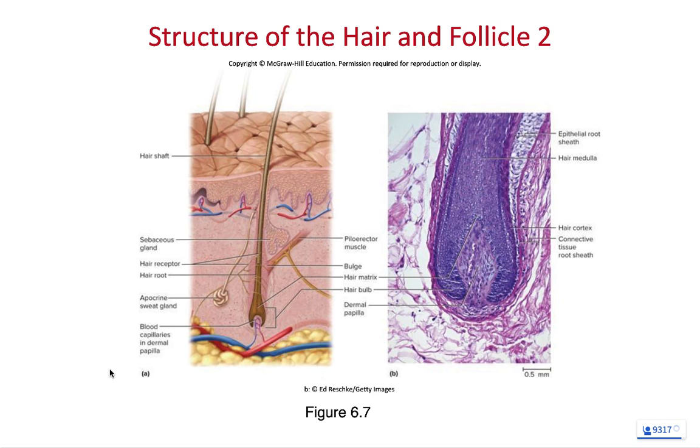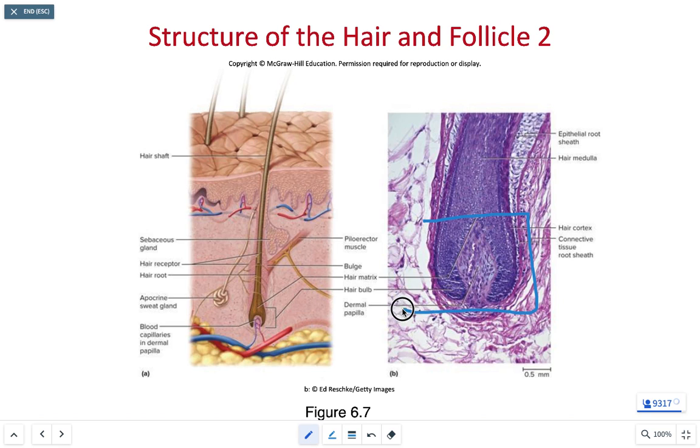So to look at our diagram in histology, we have the bulb on the bottom. Let me switch colors here. In green, we have that dermal papilla within the bulb, and then we have the matrix directly above the dermal papilla, which is where we have the actively reproducing cells of the hair that make up the vast majority of the hair's volume.